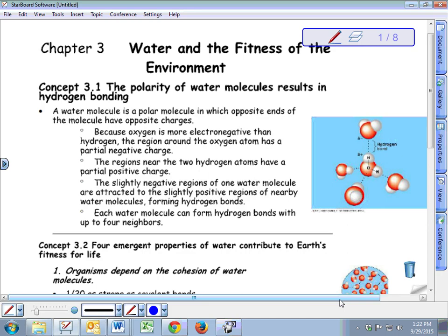I said that the one phrase that I wanted you to remember from what people had mentioned during that starter question was water is polar and forms hydrogen bonds. Okay, right here. Water molecules are polar.